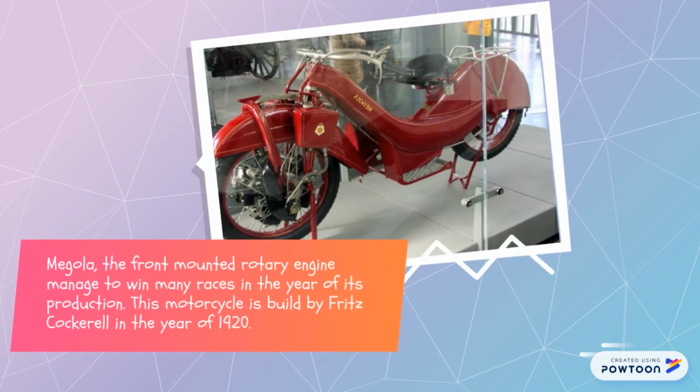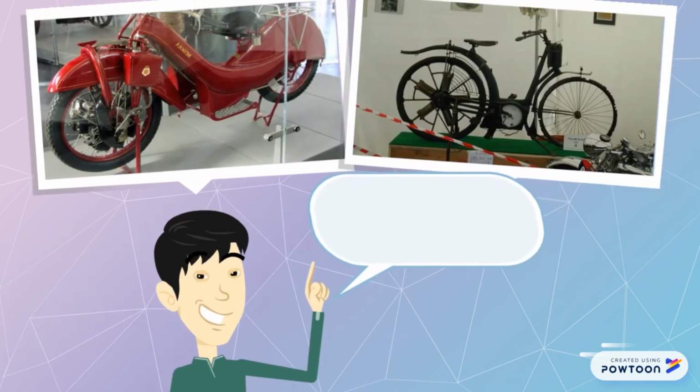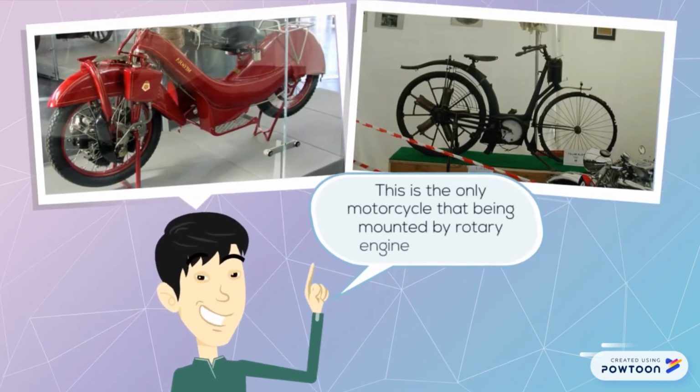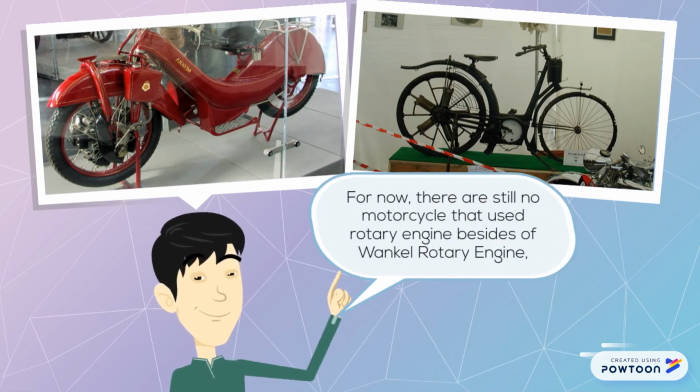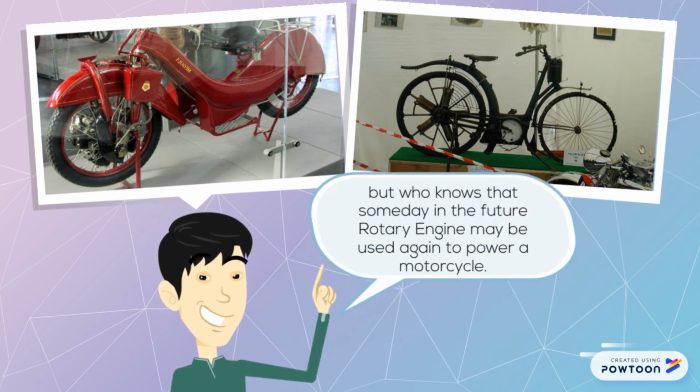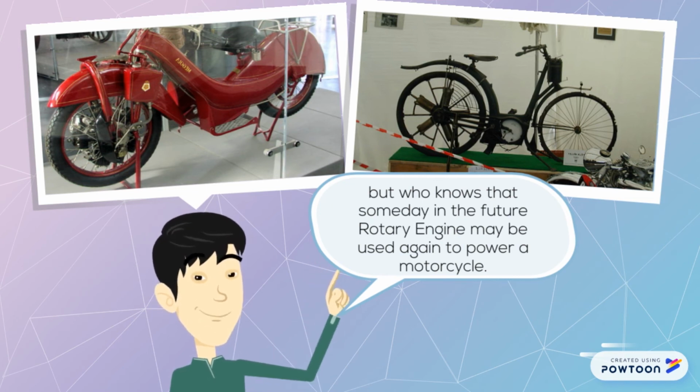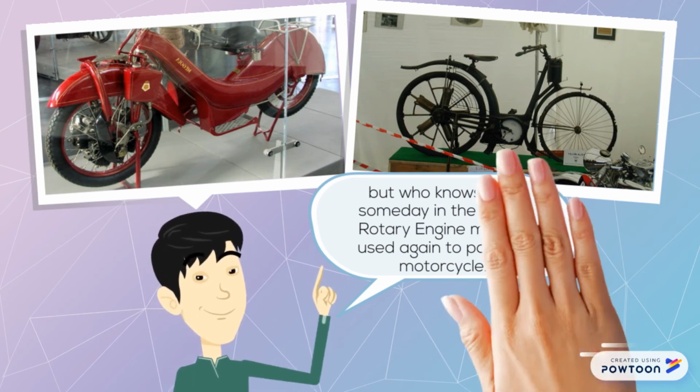Megola, with its front-mounted rotary engine, managed to win many races in the year of its production, and this motorcycle was built by Fritz Cockerell in the year 1920. This is the only motorcycle that was mounted with a rotary engine until the mid-80s. For now, there is still no motorcycle that uses a rotary engine besides the Wankel rotary engine. But who knows, someday in the future the rotary engine may be used again to power a motorcycle and automobile.